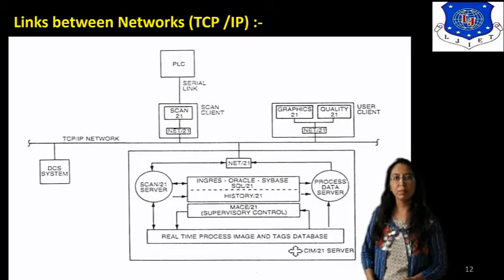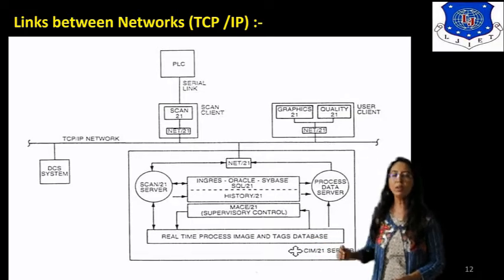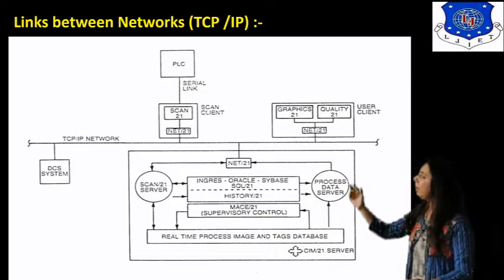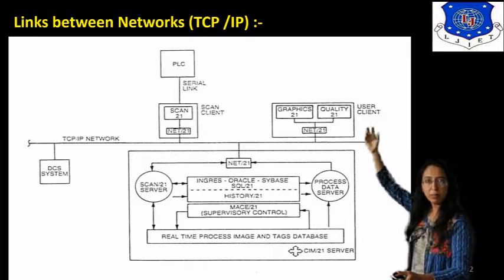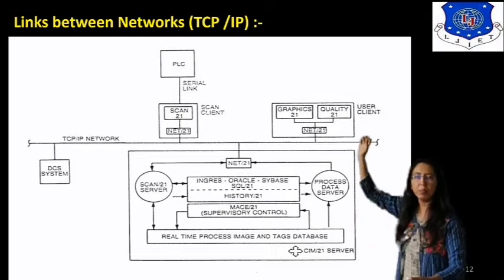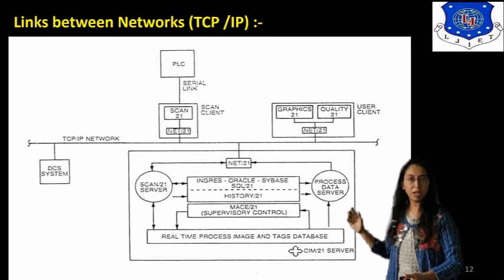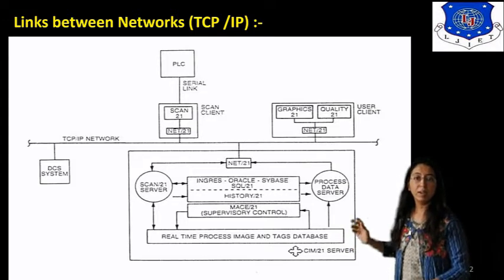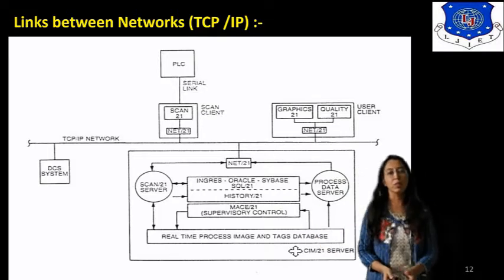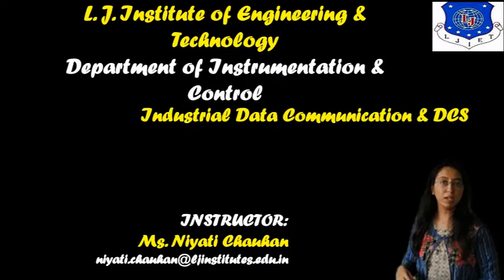Next, links between network TCP and IP. Here you can see in this diagram the PLC connected with scanning. Here we have the PLC communicating with the DCS and also communicating with the real-time process image and tag database. So here we communicate with the whole process. Then next, our chapter 4 is completed.